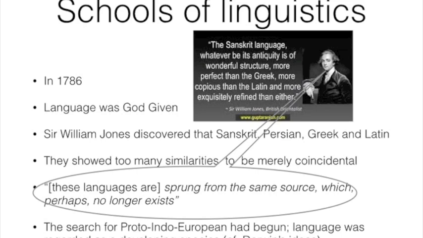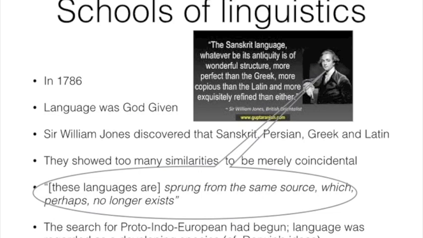The search for Proto-Indo-European had begun. Language was regarded as a developing species. You remember the stories that came later on of Darwin, talking about the development of the human being, and they say that we belong to the same father. Okay? So the same thing for these people when they investigated language. They saw that the languages exhibited a number of common things, which makes it impossible to think that they come from different sources. They all come from the same source.